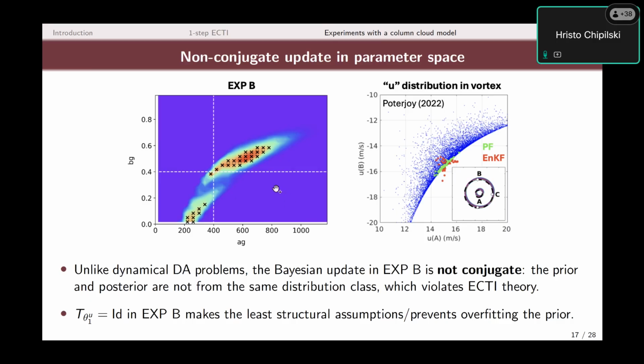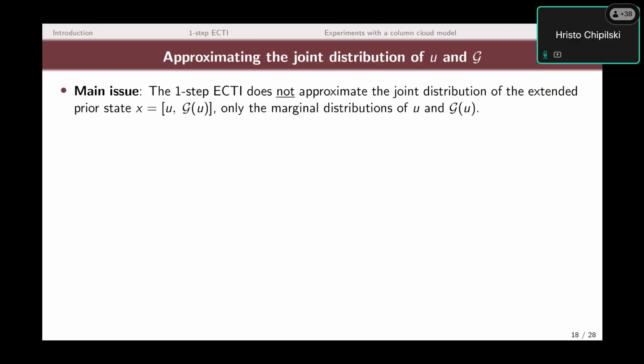It's interesting to note that this is a specific feature of static estimation problems and is very different from the type of dynamical data assimilation problems that you see here on the right, where this is an example from John Potter-Joy's '22 paper. You can see that the prior and the posterior are much closer to being conjugate as they describe a similar relationship. And this is because of the physical laws that occur in the dynamical problems.